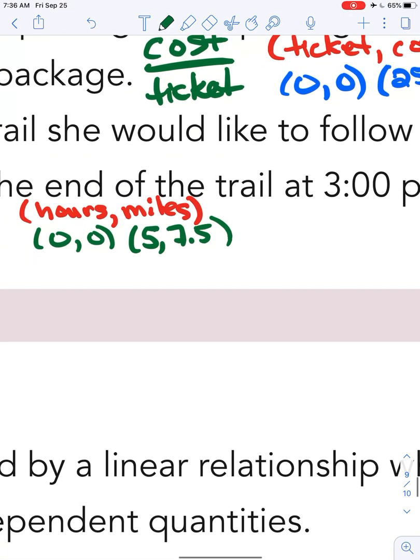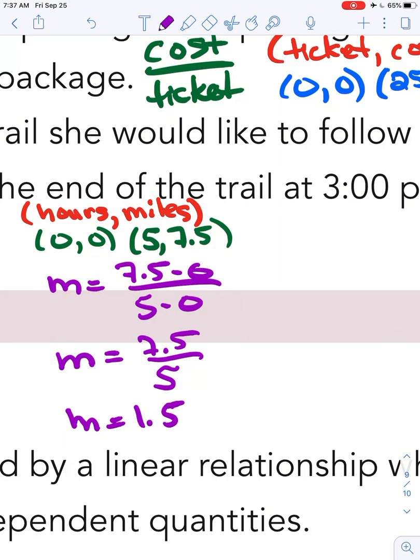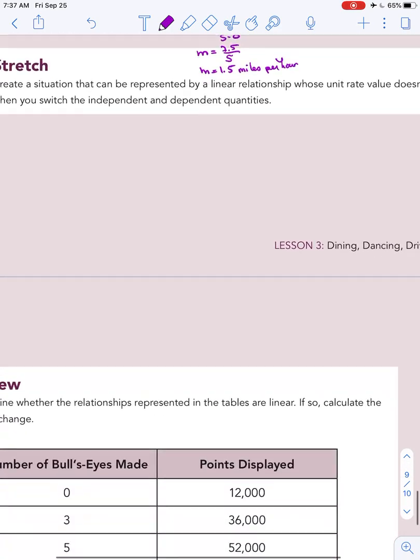Again, this is proportional. I'm just going to do slope because that's what we're trying to show. So when I do this, 7.5 divided by 5, I would get 1.5 miles per hour. Okay, so each hour she went 1.5 miles.